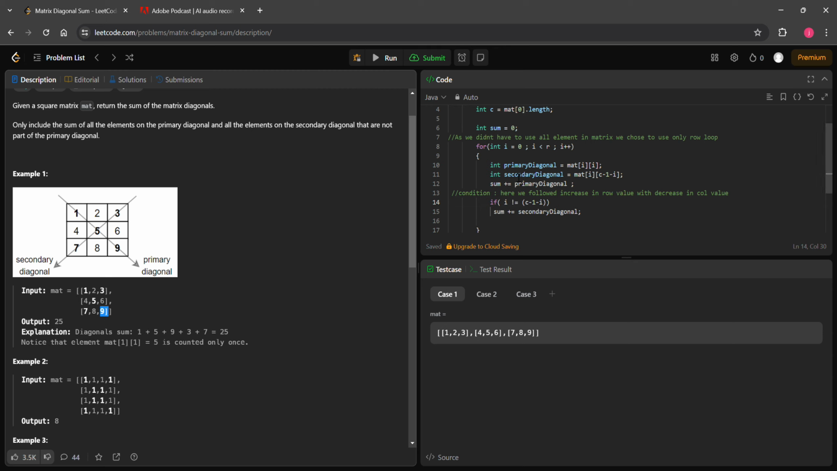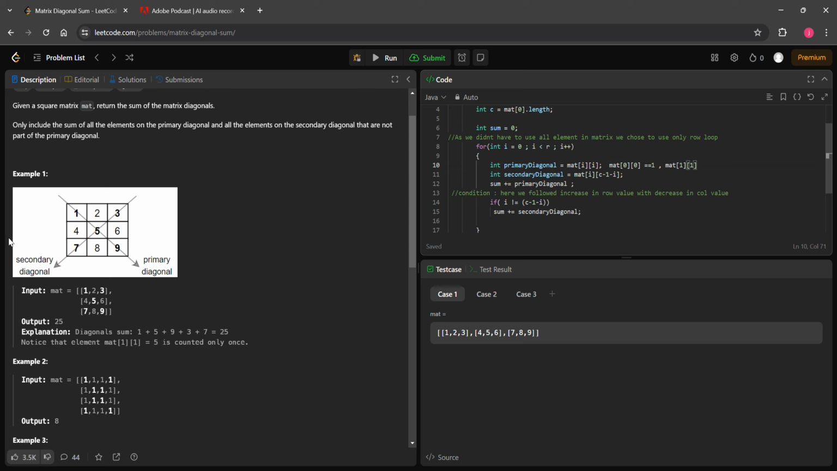So what I did is, initially primary diagonal is equal to mat of i comma i. What is the value of i? 0. So first primary diagonal will become mat of i comma i, so it will be mat of 0 and 0. This will give me the value of 1. Now I need the second row. I need the value of 5. So how can I get the value of 5? Mat of 1 and 1.